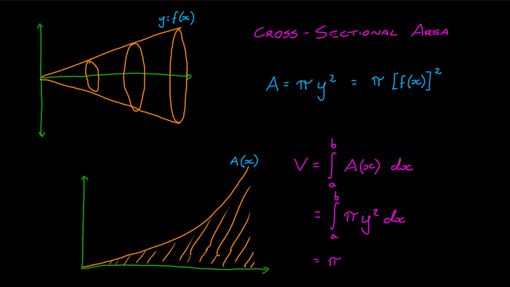or pi times the definite integral from a to b of f of x squared dx. So if you have a function of the form y equals f of x, you simply square that function, integrate it across the range that you're interested in, and multiply by pi, and you'll have the volume of the solid formed by rotating it around the x-axis.